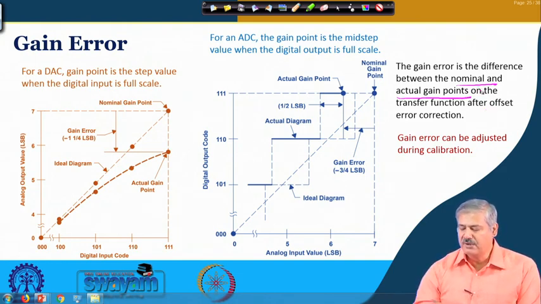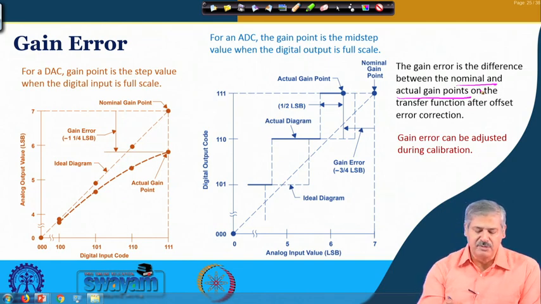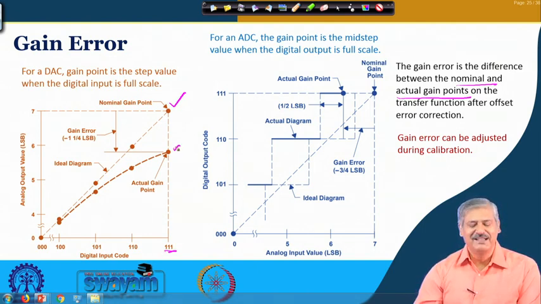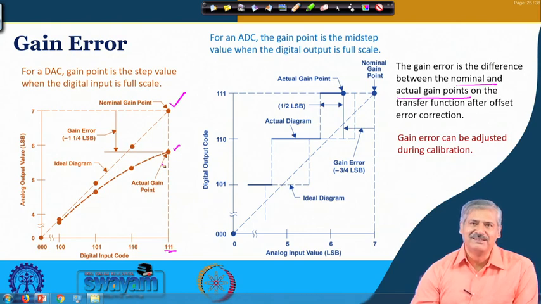So after the offset error was there, you have corrected it by appropriate compensation, and then you are finding out nominal and actual gain points. The nominal gain point is basically following the transfer function, right. So this is your digital input code and this is the analog output. This is for the DAC, right. So this is where it should reach, okay. But for the full scale value, it has gone up to this. So this is your actual gain point. So this difference is your gain error.